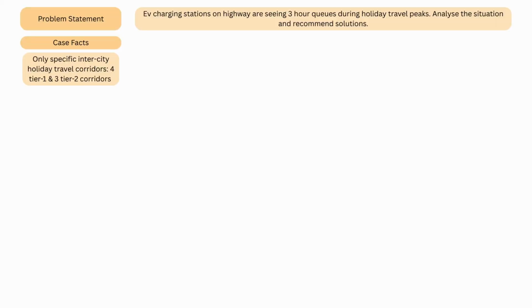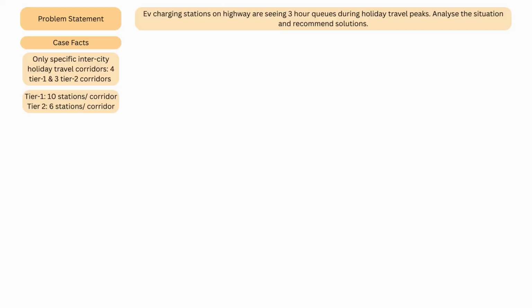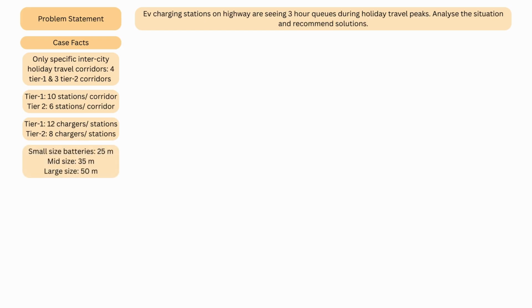The interviewer says for tier 1 there are on average 10 stations per corridor and for tier 2 it is 6. Now we'll ask a few questions on the average number of chargers per station and average time taken by each EV to get fully charged. The interviewer mentions there are around 12 chargers per station for tier 1 and on average 8 chargers per station for tier 2.